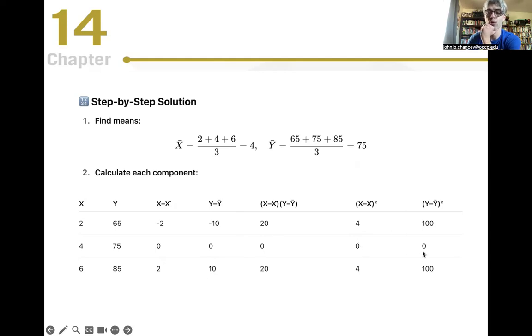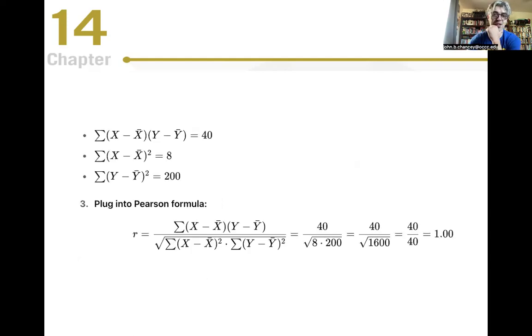Now we're talking about our numerator and denominator. And then we have this stuff. We can go plug it into our equation. So on the next slide, we can plug in these values. Really what we're talking about is 40 over the square root of 8 times 200, so 40 over the square root of 1600. 40 over 40 gives us a perfect 1.0.